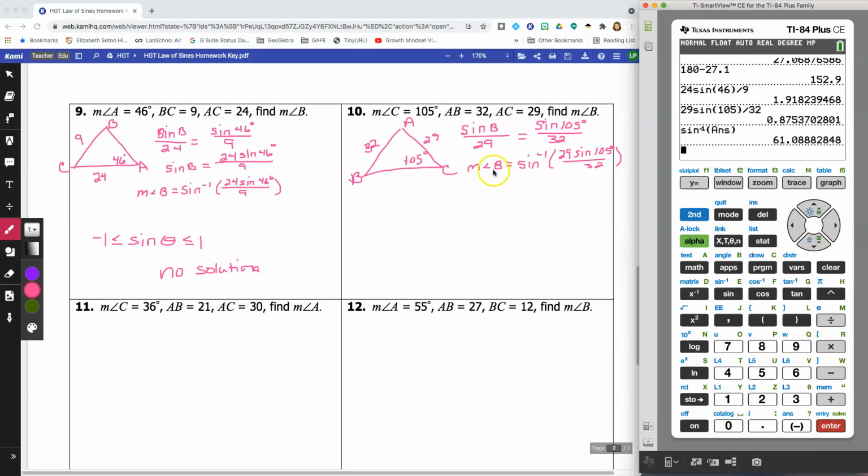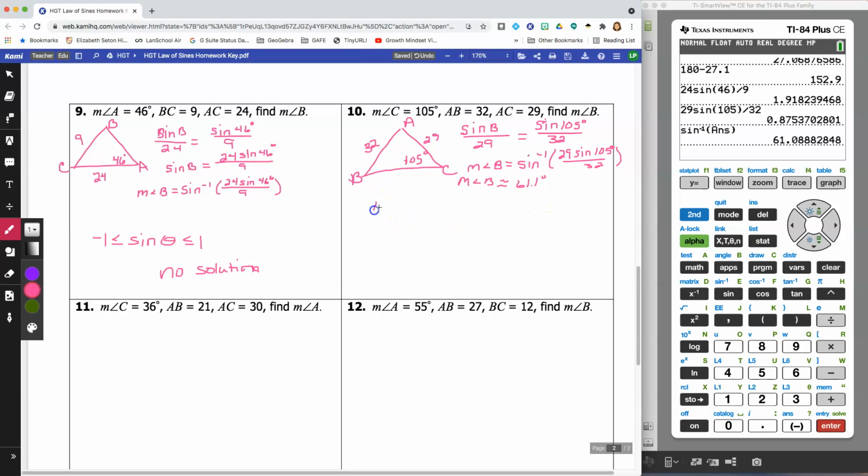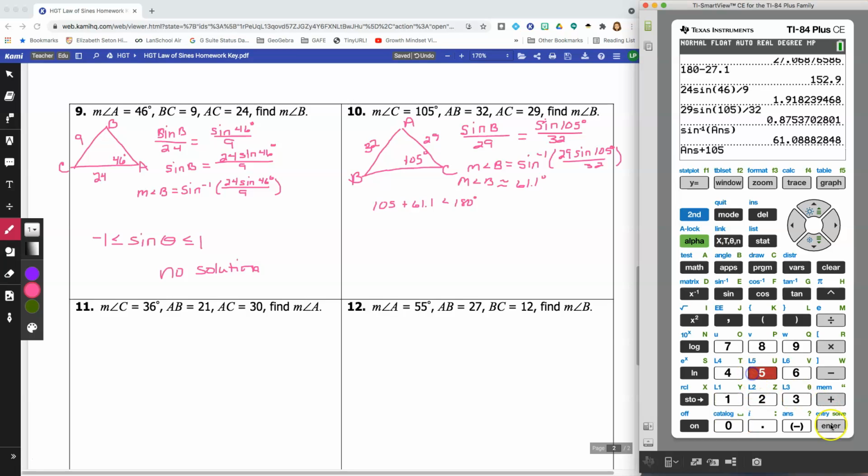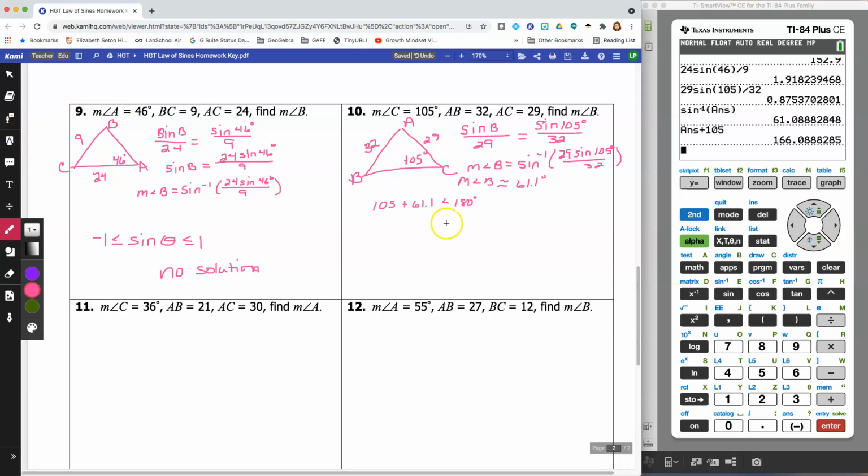So this tells us that the measure of angle B is approximately 61.1 degrees. Now, is that possible? In other words, if I take 105 and add 61.1, is that less than 180 degrees? Because if it's not less than 180 degrees, then there's something wrong here. So we're going to add this to 105. That's 166.1 degrees. And so yes, we have enough room for our third angle. So this is definitely a solution.